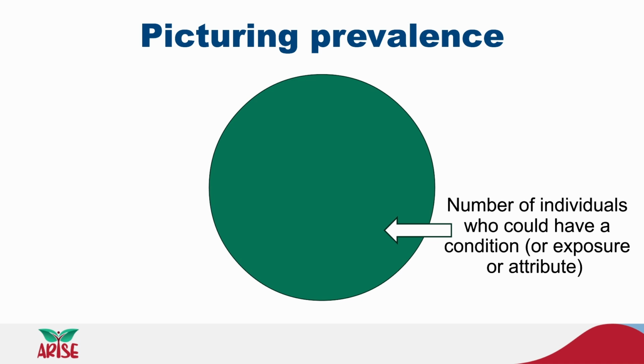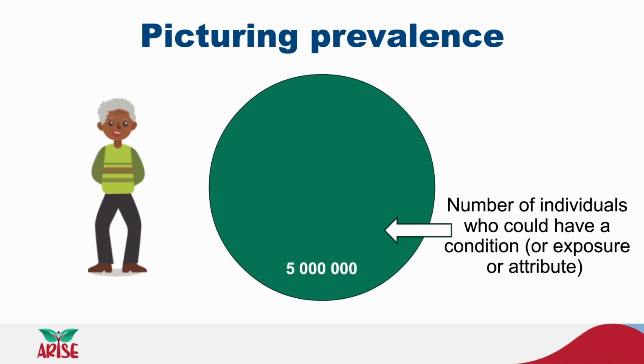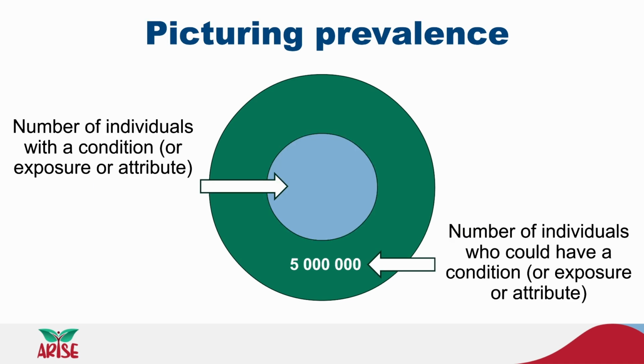Another way of thinking about prevalence is to picture the target population as a large circle. So there are people who could have the condition, exposure, or other attribute. Let's talk about an example. We look at dementia, and we would say the population of interest comprises all adults aged 60 and over in South Africa. We can add a smaller circle inside the largest circle to show the people who actually have the condition, exposure, or attribute.